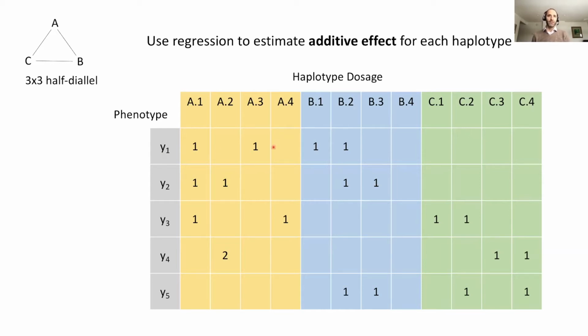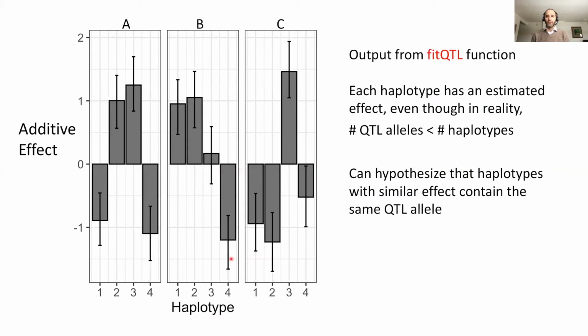Every individual is going to have a sum of 4 because they're tetraploids, so if you add up across each row, you get 4. Sometimes you might have an individual which actually has a dose of 2 due to double reduction. Then those dosages are the predictors, and the regression coefficients are the additive effects that you estimate.